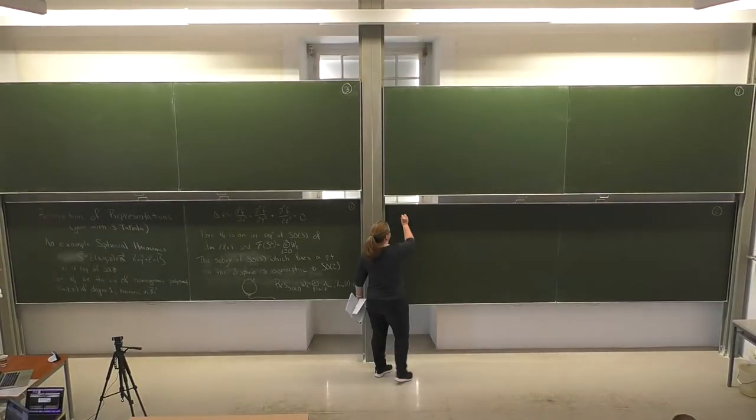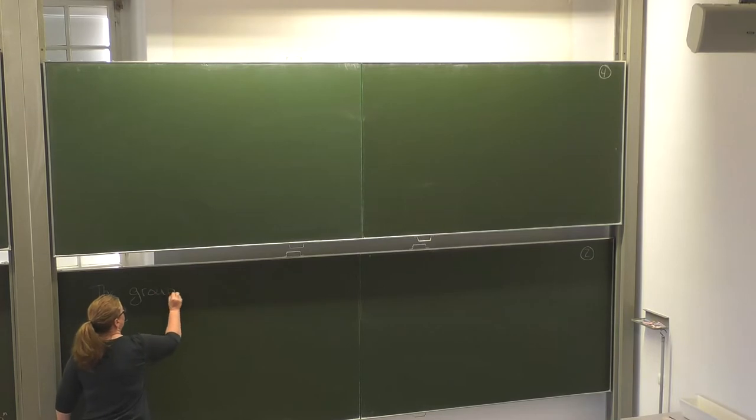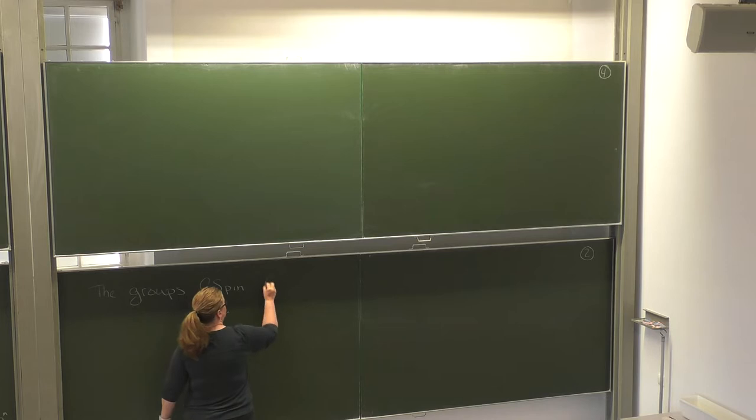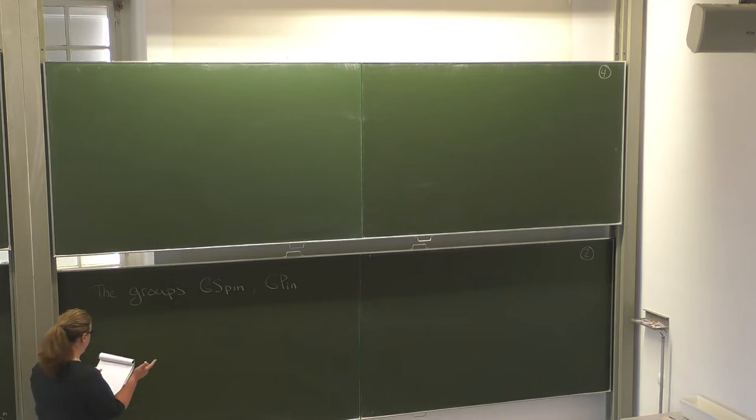So anyway, the groups: GSpin, or the general spin group, and GPin. And if you say, I haven't heard of the group GPin, that's okay. Takeda and I came up with this name, I think. But we'll talk about why we're calling it that instead of a multiplicative Clifford group.